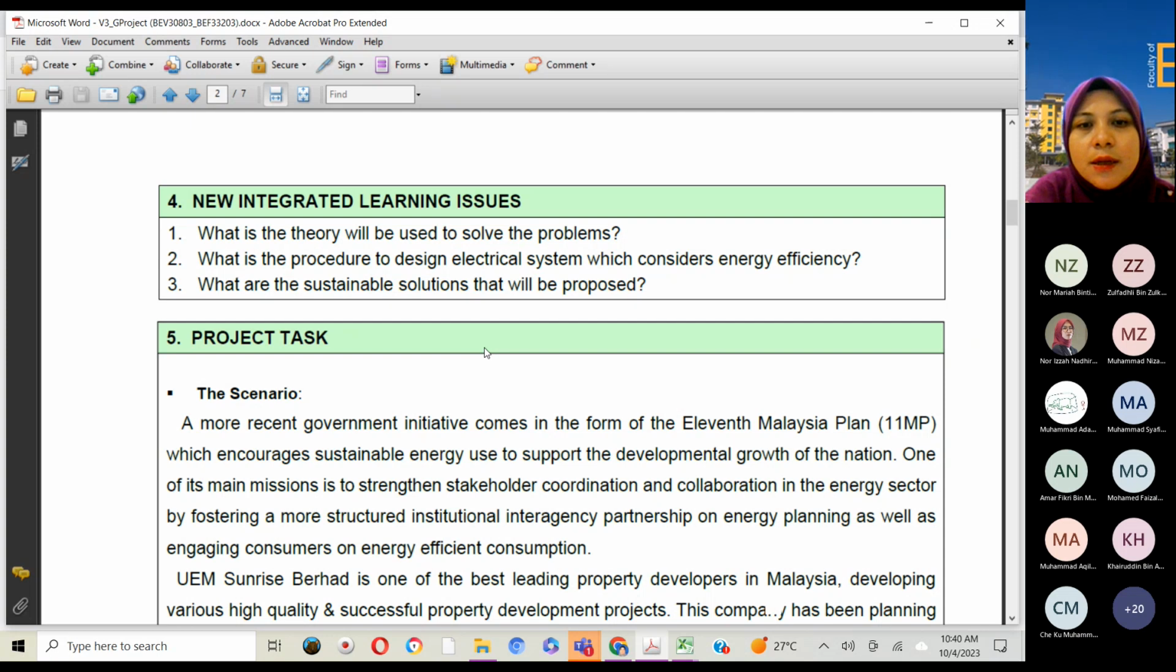And then what are the sustainable solutions that will be proposed? Sustainable means that you want to improve the social and also the environmental performance of the system. For example, you have to study first what is sustainable.